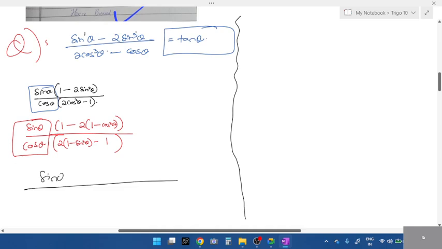Yes. Open the bracket, student. Sine theta cos theta as it is. 1 minus, when I open the bracket, what am I getting? 2 ones are 2. What is minus 2 into minus cos theta? Plus 2 cos square a, right? No, no, not cos square a. Sorry, cos square theta. It is theta.